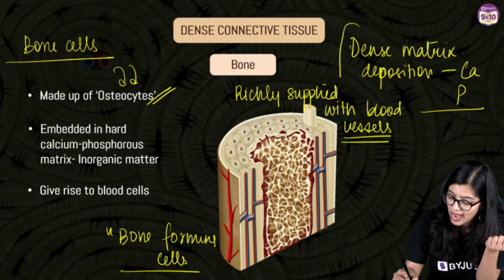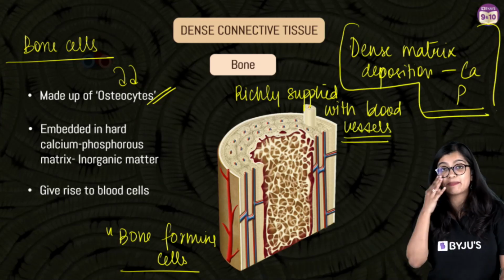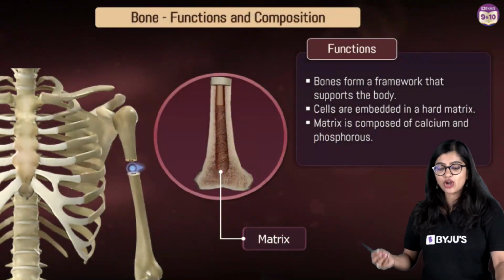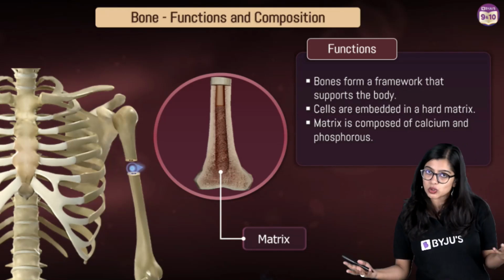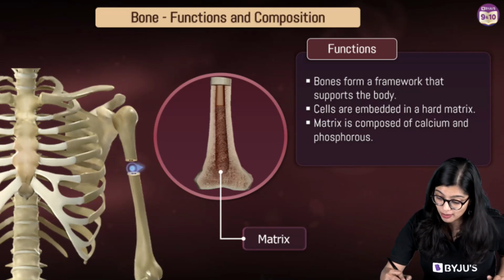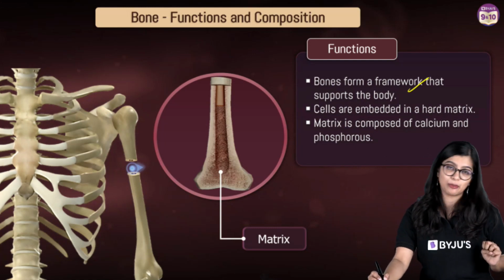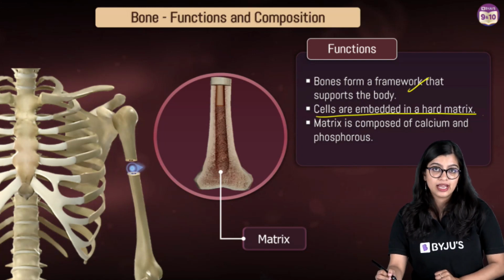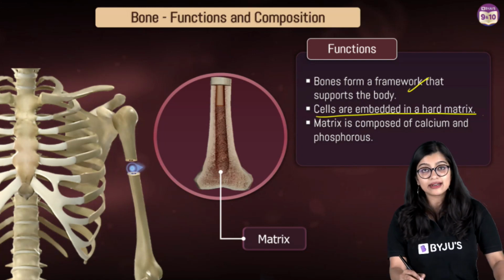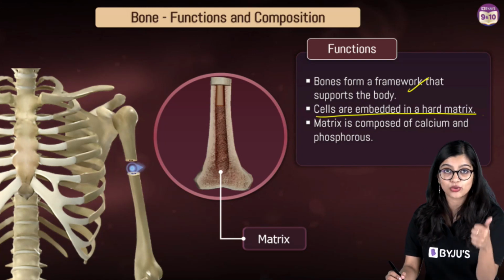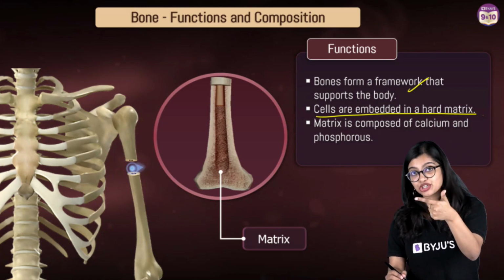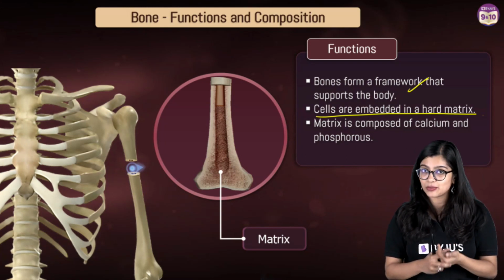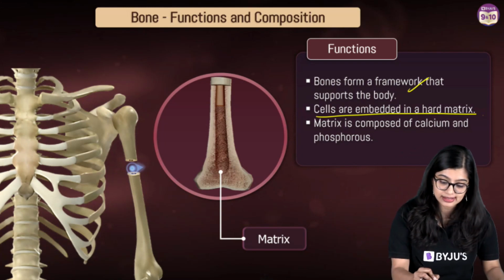So now we know why the bones are hard, right? Because of the depositions of calcium and phosphorus in the matrix of it. Now when you talk about the location, we know where the bones are found, right? They make up the overall framework of the body. And we see that the cells are embedded in this hard matrix. Now, of course, the bones together play a very important role in not only providing framework, but protection and also contribute towards movement. So these are the 3 things that we need to keep in mind when we are discussing the bone, its composition and functions.